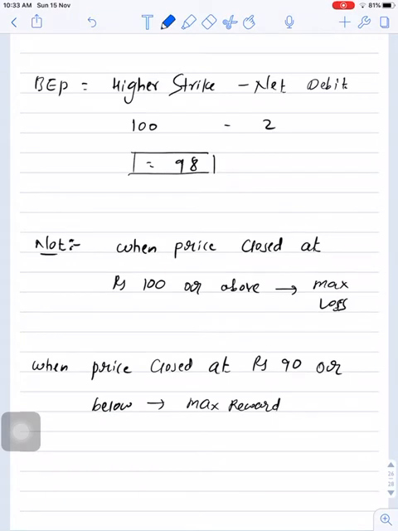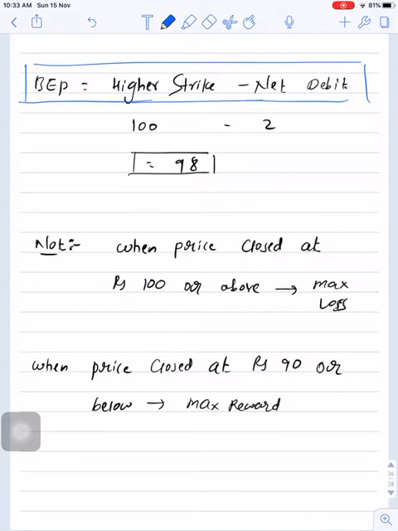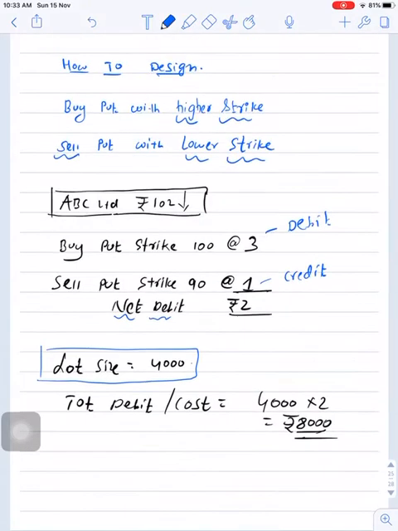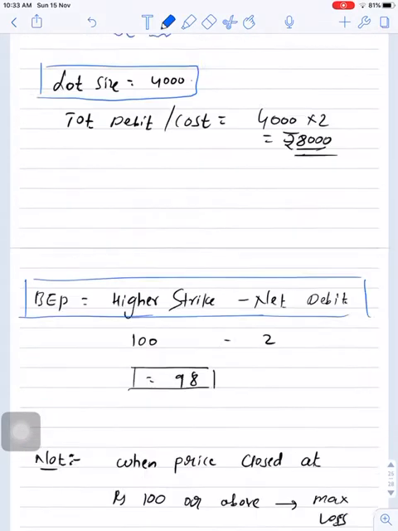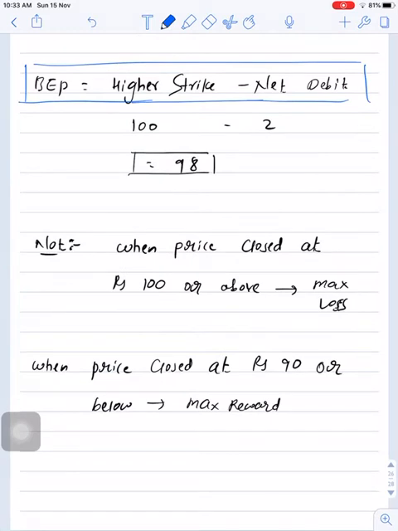Now let's talk about break even point. You need to remember the formula for break even point. Formula is higher strike minus net debit. So in this case, out of 100 and 90, you can see higher strike is 100. So 100 minus 2, 98 is your break even point.